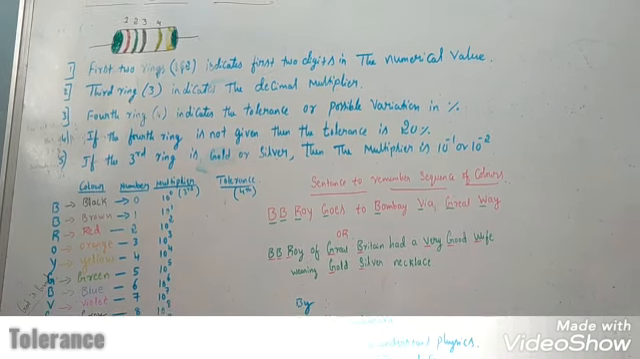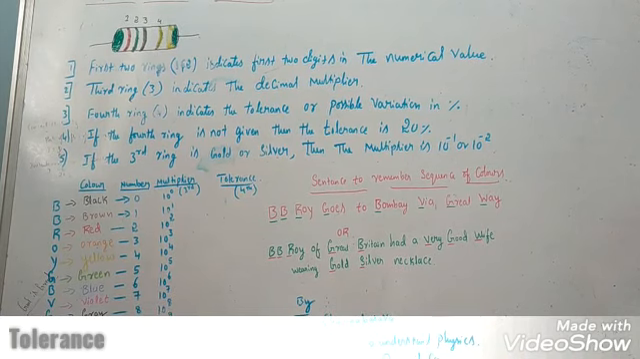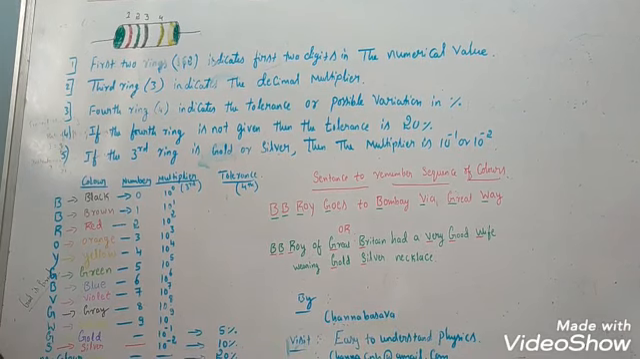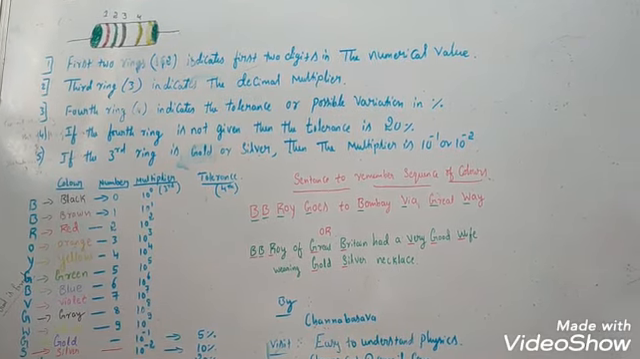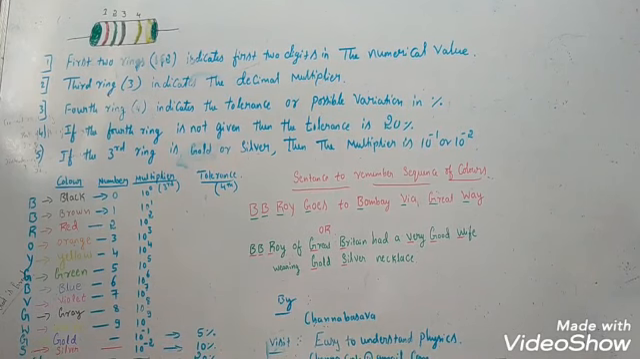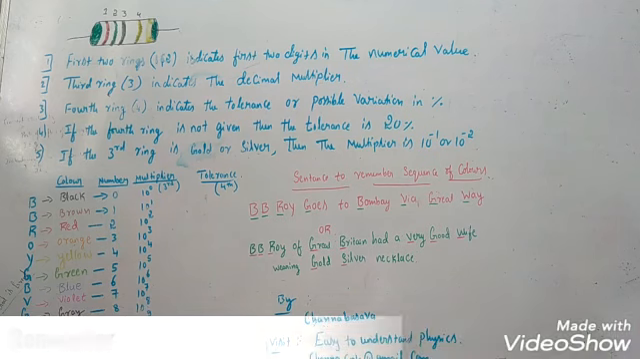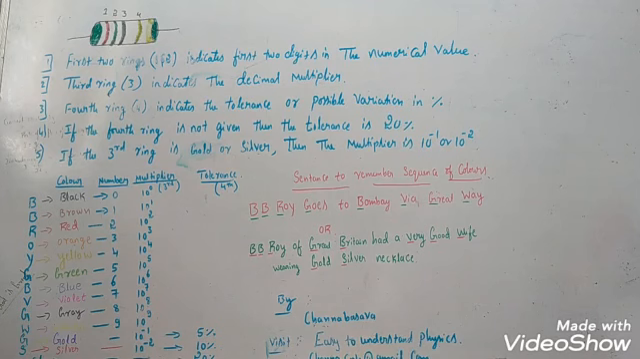Let us know how to remember this sequence of colors. Generally all physics lecturers use these codes: BB Roy goes to Bombay, why great way. Or we can use another one to remember the sequence: BB Roy of Great Britain has a very good wife wearing gold silver necklace. These are the steps to find the resistance value and remember the sequence.